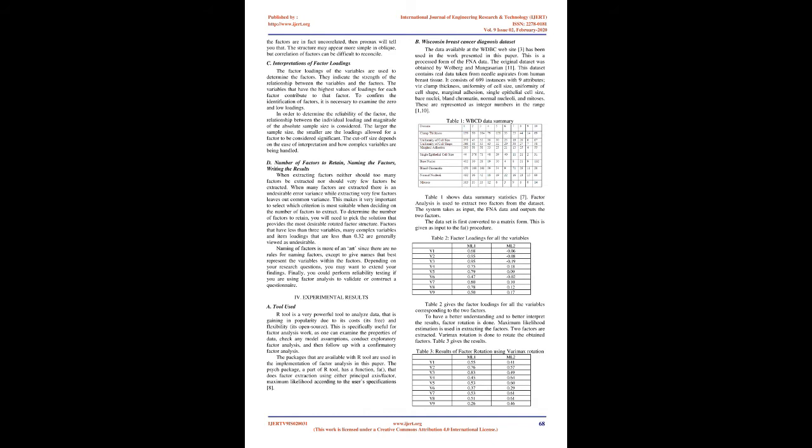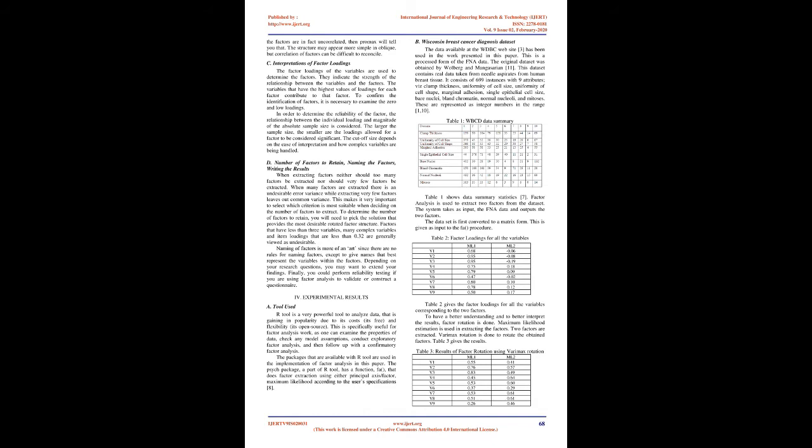Promax rotation is fast and simple. It simplifies orthogonal rotation by making small loadings even closer to zero. In effect, Promax rotates the factor axes, allowing them to have an oblique angle between them, i.e., it performs a non-rigid rotation of the axes. This makes an interpretation of the rotated factors more precise. Also, if the factors are in fact uncorrelated, then Promax will tell you that the structure may appear more simple in oblique, but correlation of factors can be difficult to reconcile.